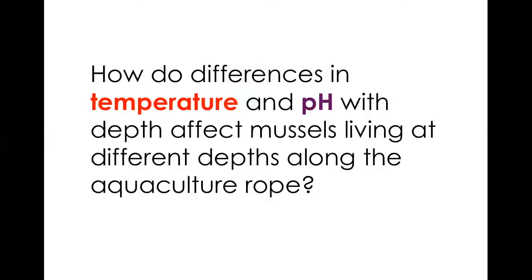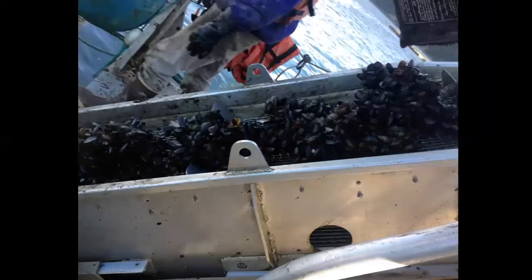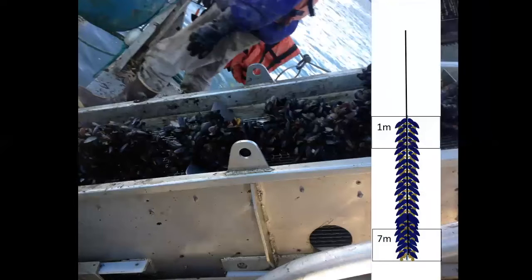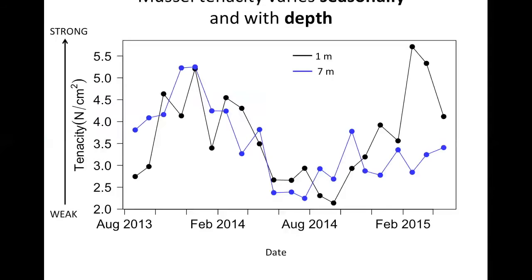So next was to link together what's happening in the field with temperature and pH to what's happening with the mussels living there. So we asked, how do differences in temperature and pH with depth affect mussels living at different depths along the aquaculture rope? So to do this, I went onto the harvesting boat shown here, and as they pull up these mussel lines, I took mussels growing at the top meter and the bottom meter and tested how strong individual mussels were. And these results are shown here.